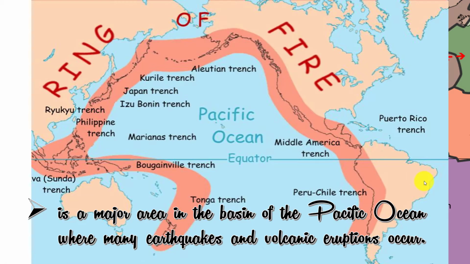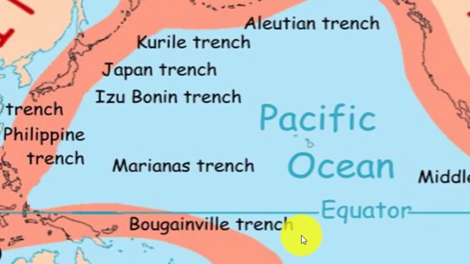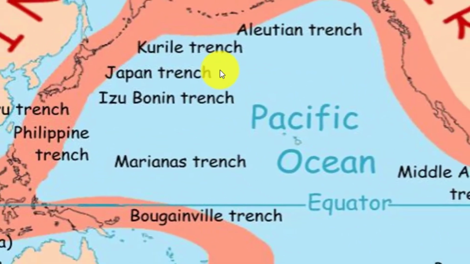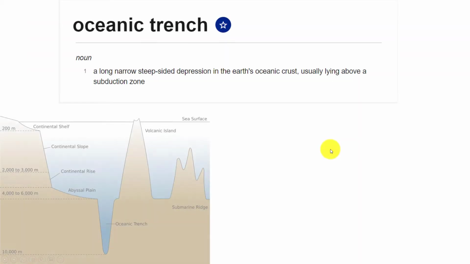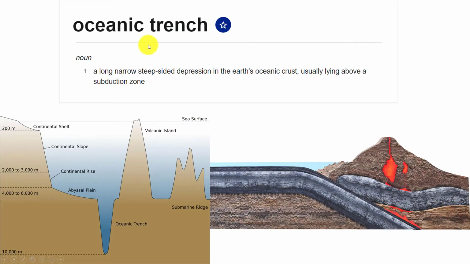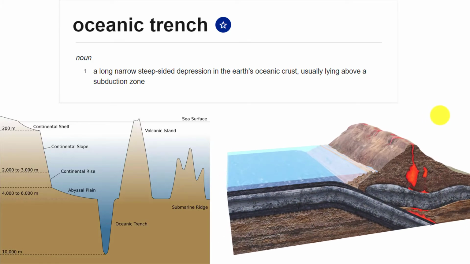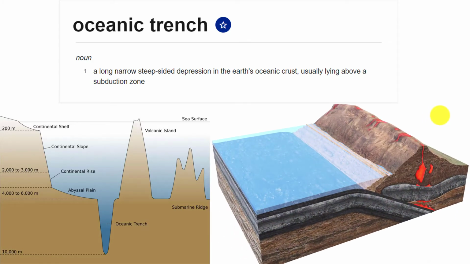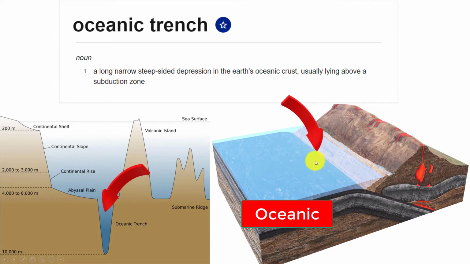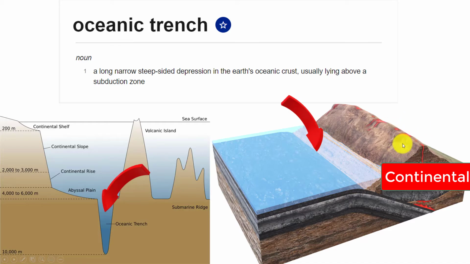Bago natin sagutin yan, napansin nyo bang napakaraming trenches din ang makikita sa Ring of Fire, pero ano nga ba ang mga ito? According to dictionary.com, an oceanic trench is a long, narrow, steep-sided depression in the Earth's oceanic crust, usually lying above a subduction zone. Sa madaling sabi, ito'y malalalim at mahahabang hukay sa ilalim ng dagat pero makipot ang pasukan. Ito ay nabubuo kapag may convergent boundary sa pagitan ng magkaibang crust, gaya ng oceanic at continental crust.